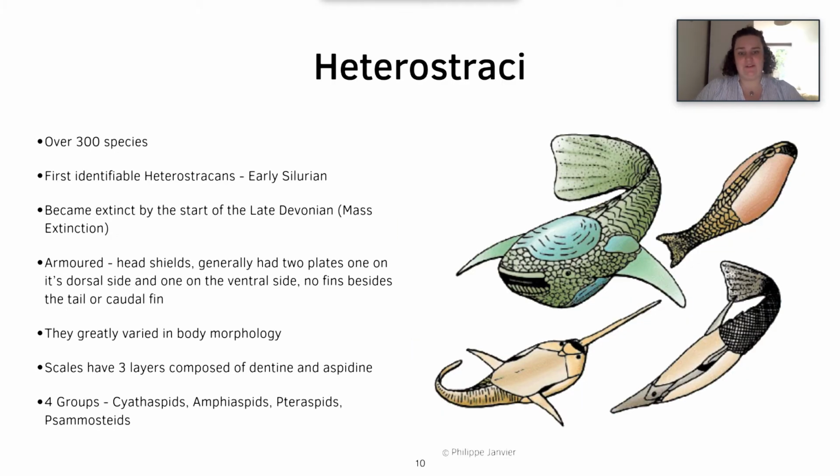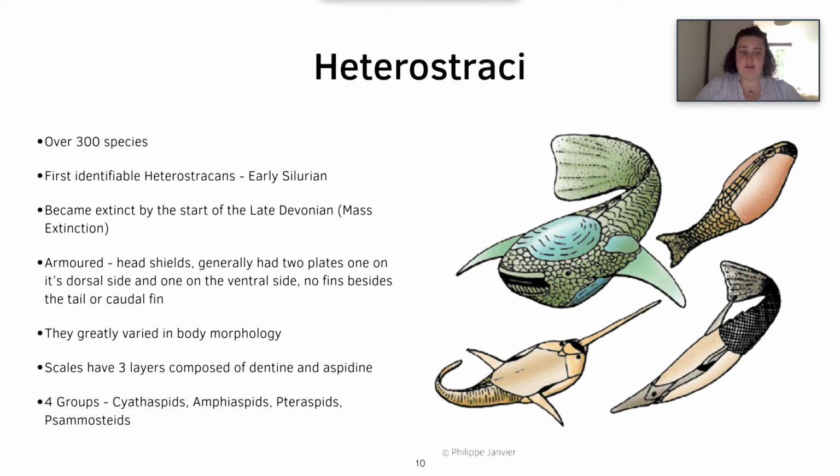So now we move to the Heterostraci, and the first identifiable ones of these in the fossil record was during the early Silurian, and they became extinct by the start of the late Devonian, and this is due to a mass extinction that occurred during the late Devonian.